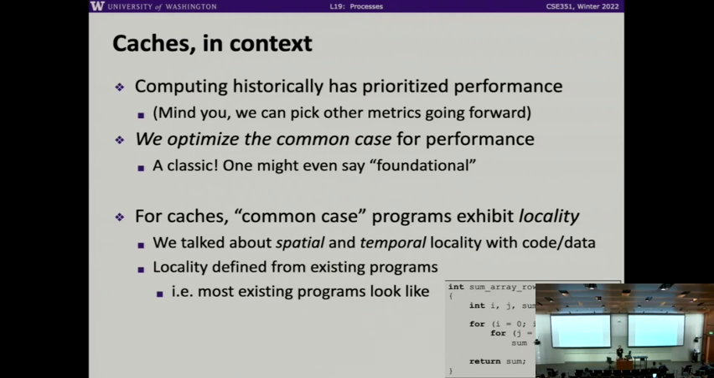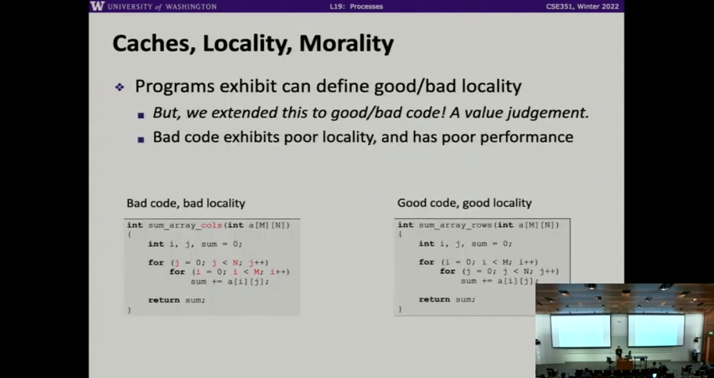And Sam did this thing that happens a lot in computer science. Programs exhibit good and bad locality. Sam had this piece, it's fun because he's not here, he also okayed this, so that's fine. This is bad code. This is code that does not exhibit good locality. It's suboptimal. This code exhibits good locality. This is good code.